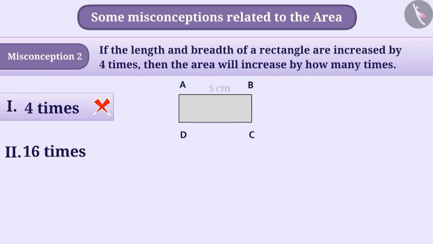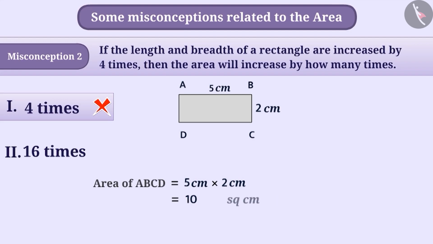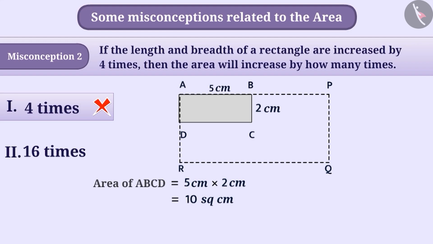Suppose the length of a rectangle is 5 cm and breadth is 2 cm. The area of this rectangle will be 5 cm multiplied by 2 cm is equal to 10 square centimeter. If both the length and the breadth of the rectangle are increased by 4 times, the new length obtained will be 4 multiplied by 5 cm is equal to 20 cm, and the new breadth obtained will be 4 multiplied by 2 cm is equal to 8 cm.